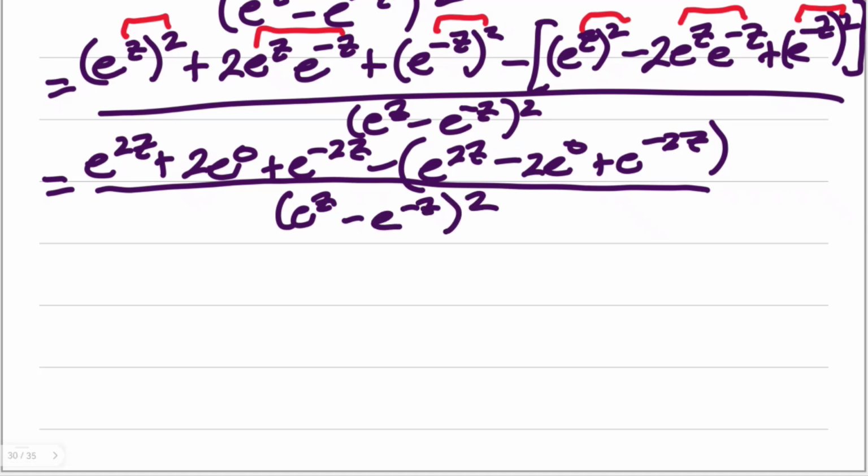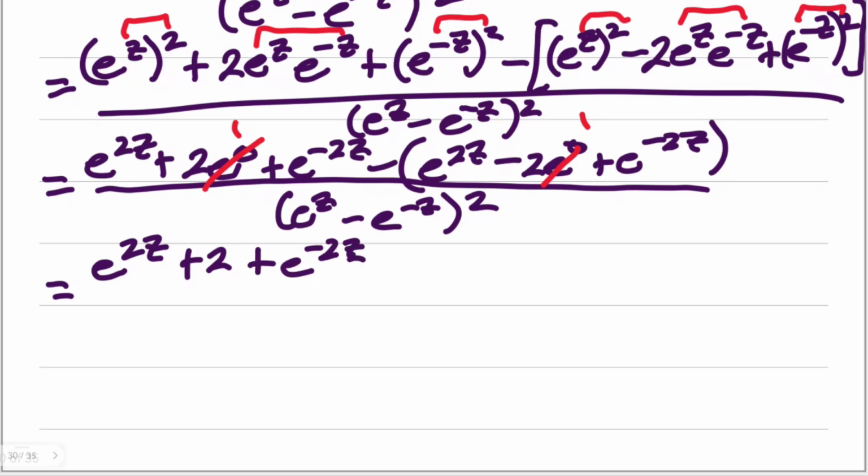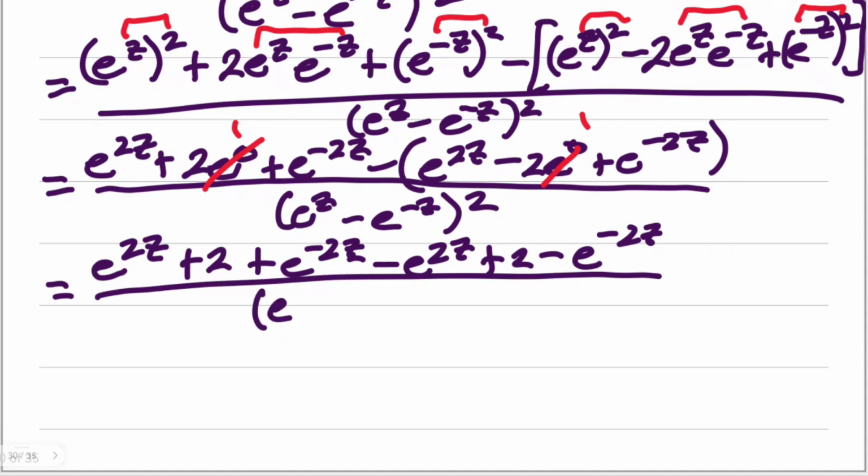Now, we know this to be 1, this one as well, and allow us to distribute the negative sign so that we can now combine the first group and the second group. So you will have e to the power of 2z plus 2, because again, e to the power of 0 is 1, plus e to the power of minus 2z. Now applying the distribution of the negative sign, minus e to the power of 2z, the minus 2 becomes plus 2, the plus becomes minus e to the power of minus 2z, all over the same denominator, e to the power of z minus e to the power of minus z squared.